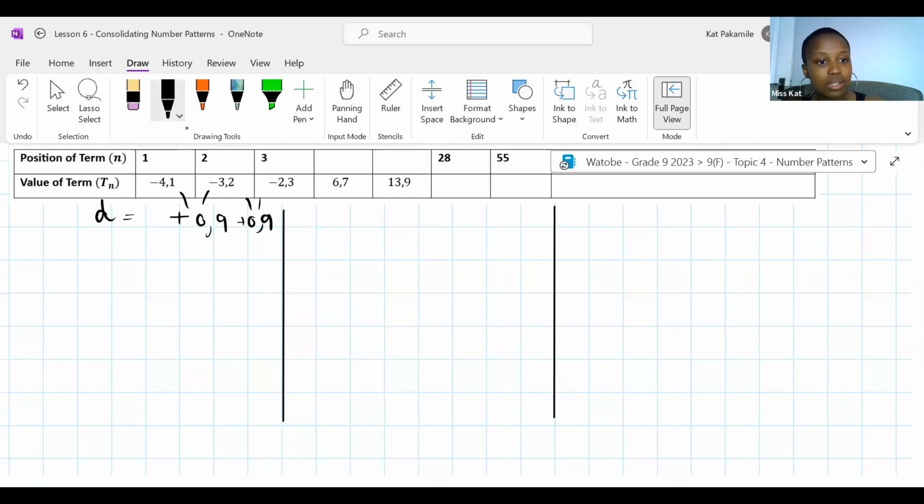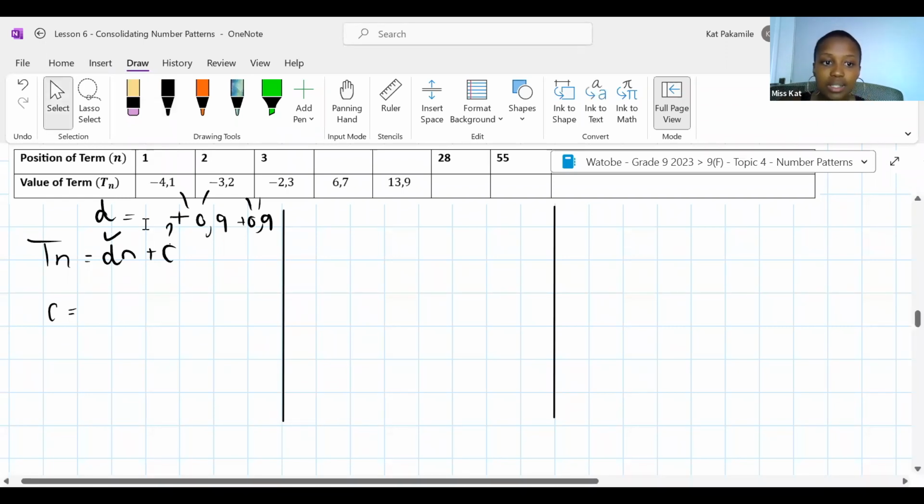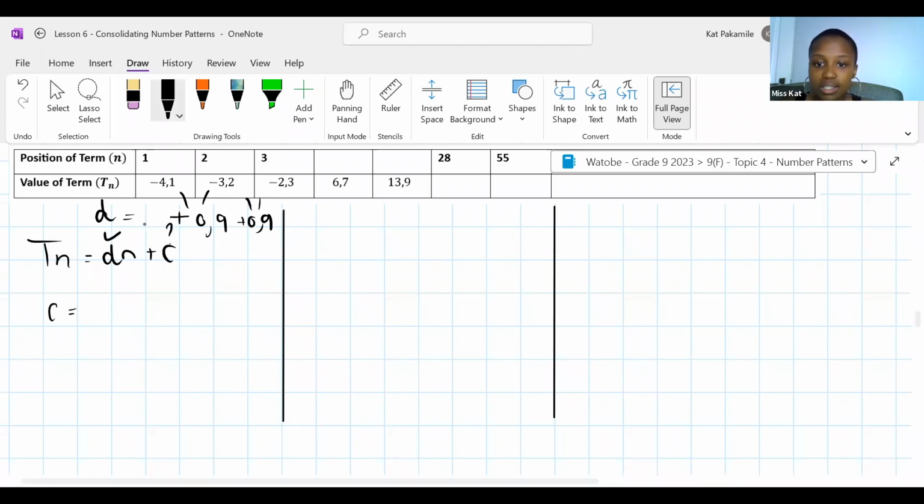So then we are allowed to use my formula. We have found D. What is C? What is C? That is correct, Tando. Thanks, Tapang. Remind me again, what is C? How do we find it? Remember, it's the term before the first one. So you would have to say the first term, which is negative 4.1, minus 0.9.